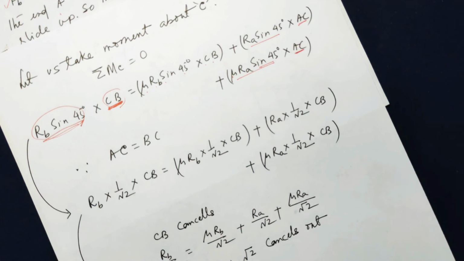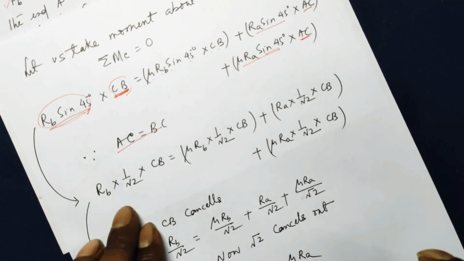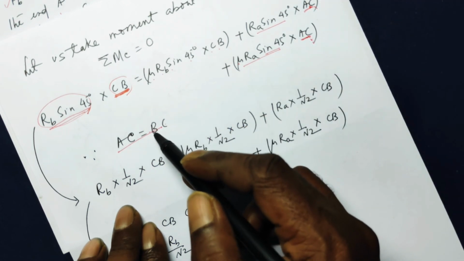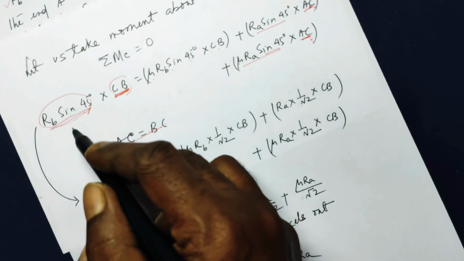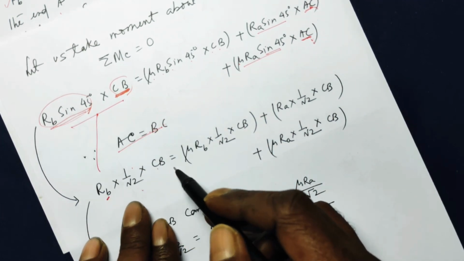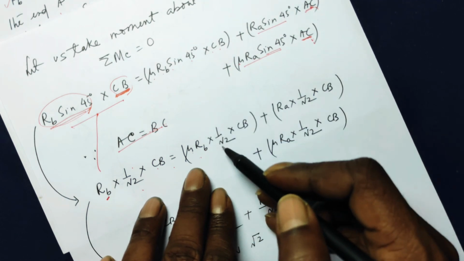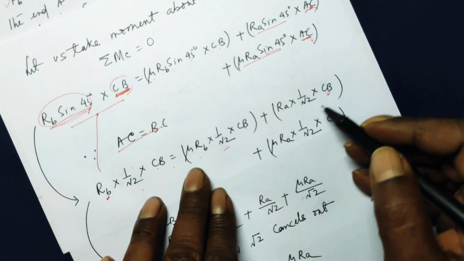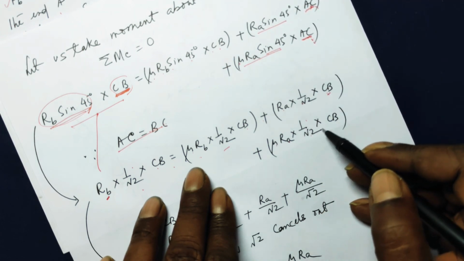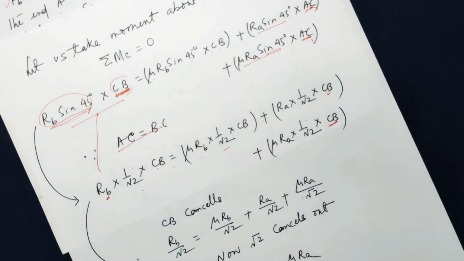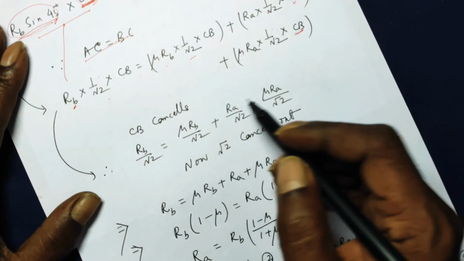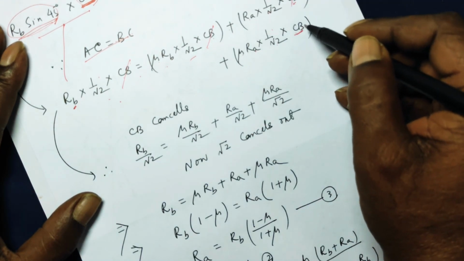Now, since C is the midpoint of the prismatic bar, therefore AC is equal to BC. So for AC here, I can substitute BC or CB. From B to C, same thing as from C to B. So the left hand side becomes RB sine 45 CB, mu times RB sine 45 CB, plus RA sine 45, instead of AC I write CB, mu times RA sine 45. Now, if you simplify this, if you take CB common on the left hand side and the right hand side, it cancels.